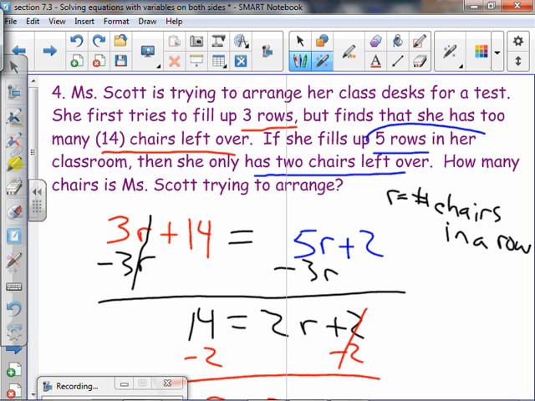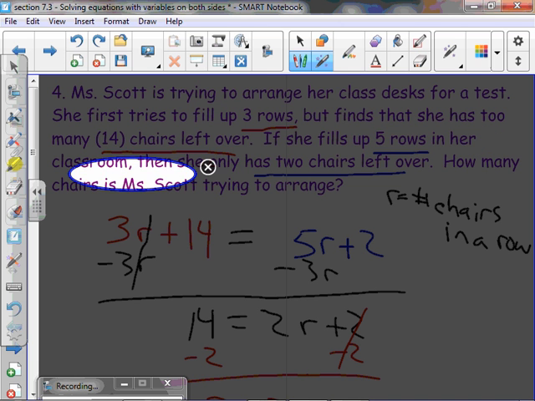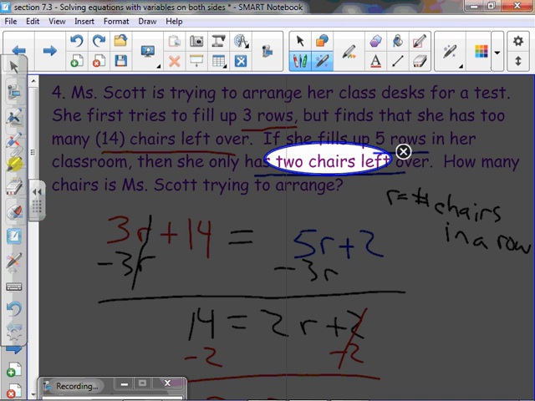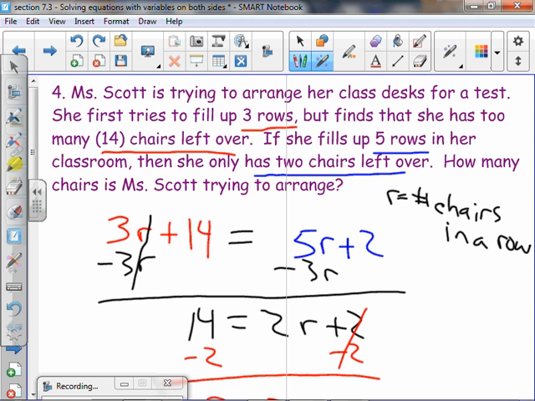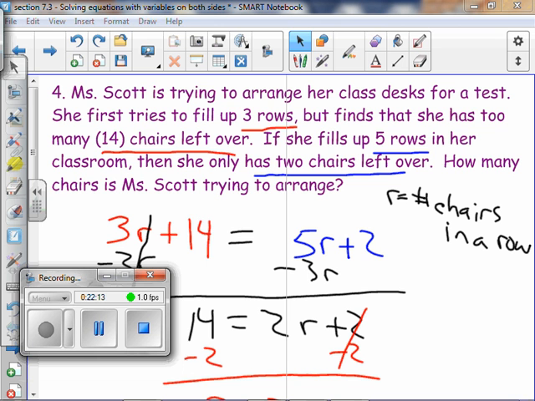She had 5 rows in her classroom and had 2 chairs left over. That doesn't make any sense because 5 chairs plus 2 left over, she's got at least 7 chairs. You can't say she had 6. Okay, so you need to make sure that your answer makes sense when you're done. I invite you to do the last questions by yourself, and good luck.